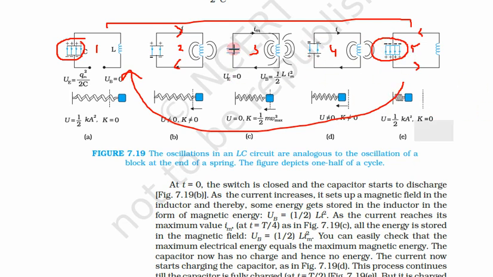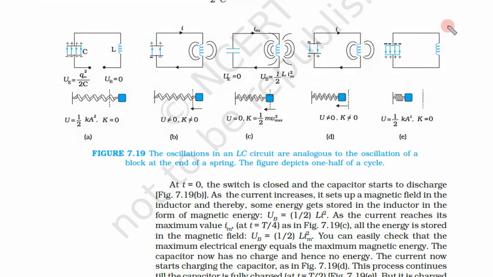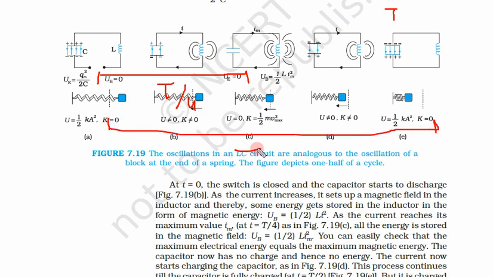Suppose the total time taken in this cycle is T. So up to here, because it is 1/4 cycle, from the start is T by 4, and up to here is T by 2. Because after a complete cycle the capacitor should come to its initial state. Here it has not come to its initial state because the charge is still reversed.